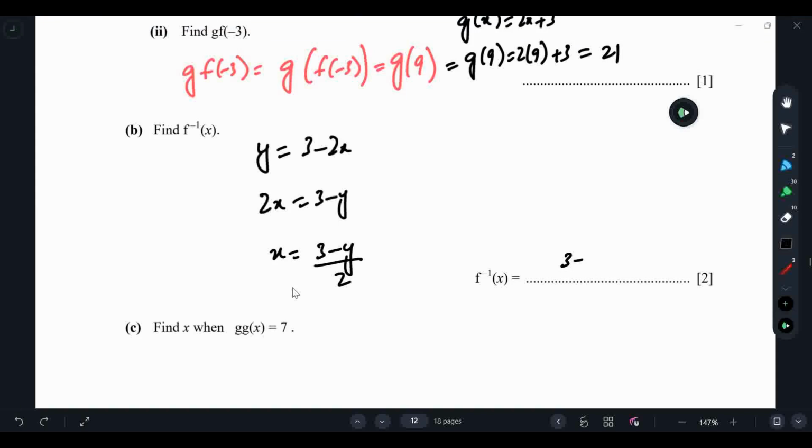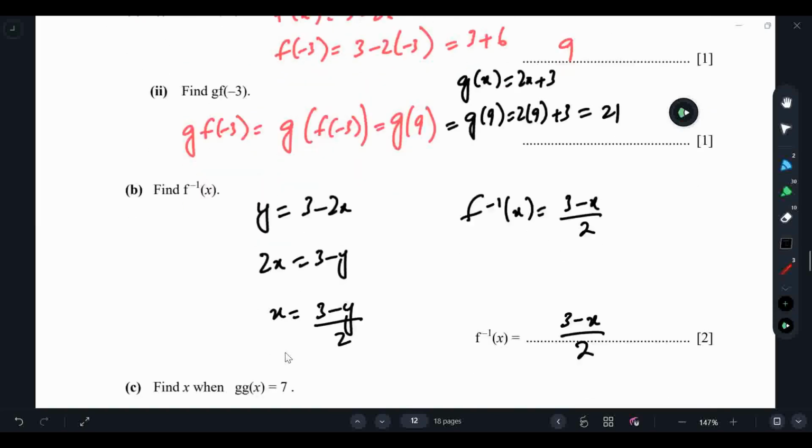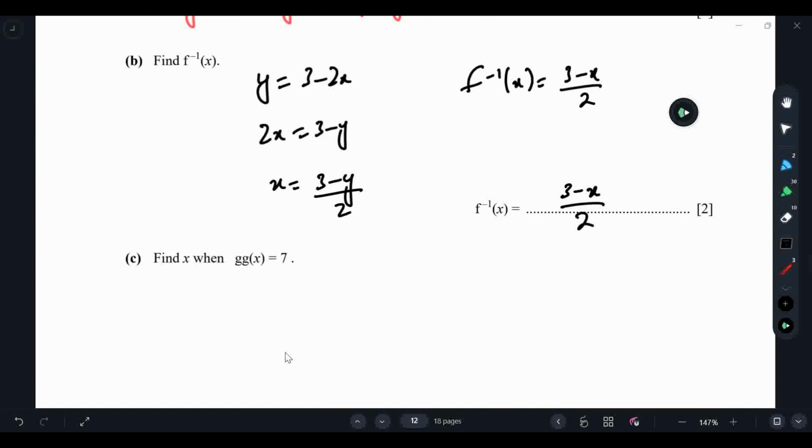We know that f inverse of x will be equal to (3 minus x) divided by 2, replacing y with x. Let's move to the next one. g of x. So g of x is 2x plus 3. Let me write it over here. g of x is equal to 2x plus 3.